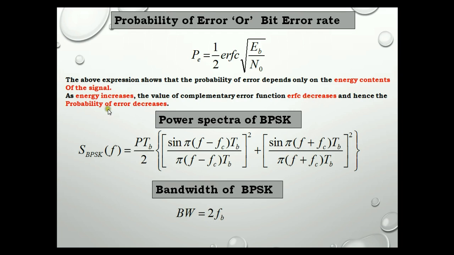Whereas the power spectra of a BPSK signal is given by P into TB divided by 2, sin pi F minus FC into TB divided by pi F minus FC into TB, the whole square, plus sin pi F plus FC into TB divided by pi F plus FC into TB, the whole square. The bandwidth of a BPSK signal is given by twice FB, where FB is equal to 1 divided by TB and TB is the bit duration.